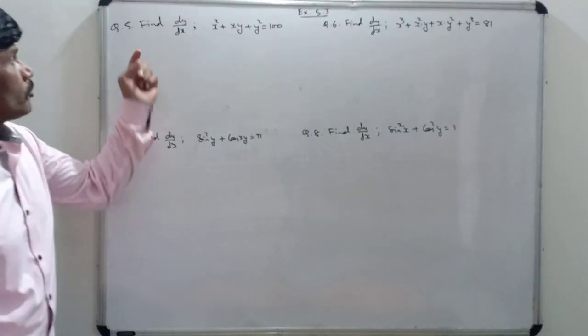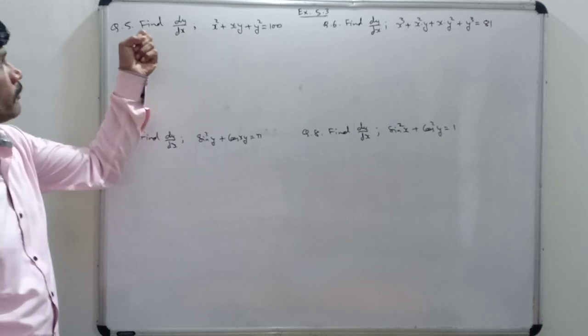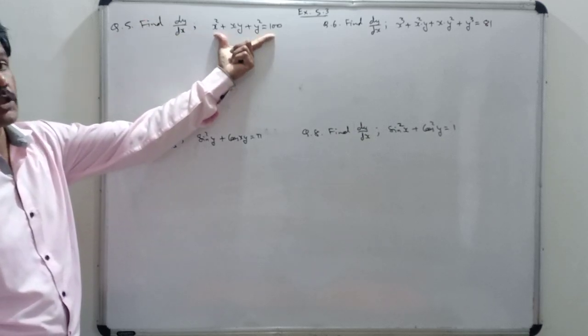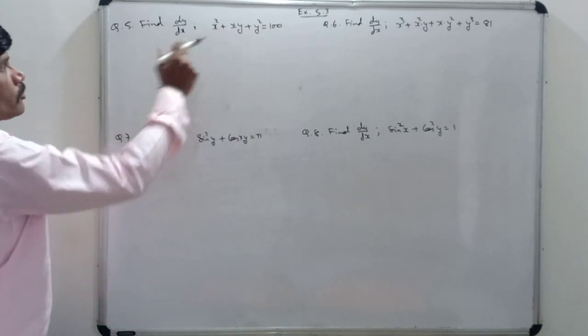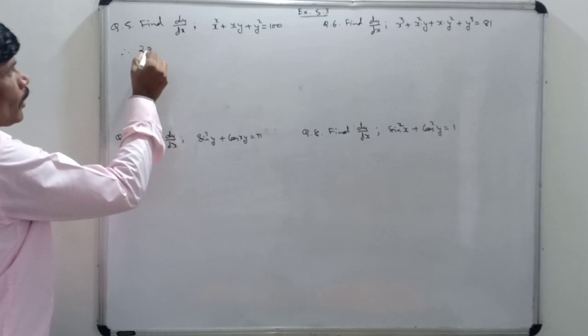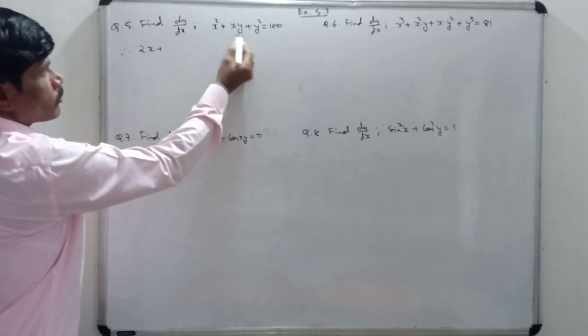Exercise 5.3, question number 5, standard 12. Find dy by dx if x square plus xy plus y square is equal to 100. Okay. So, what is derivative of x square with respect to x? 2x plus this is product of two function.